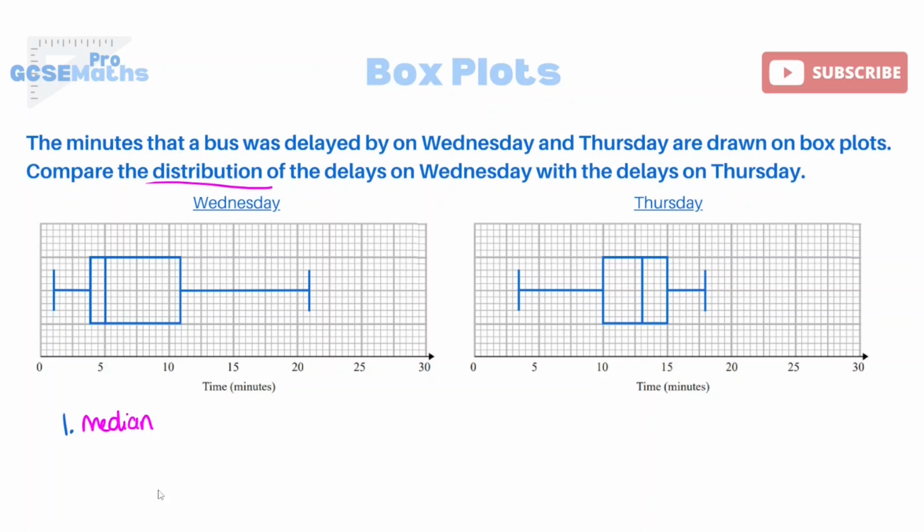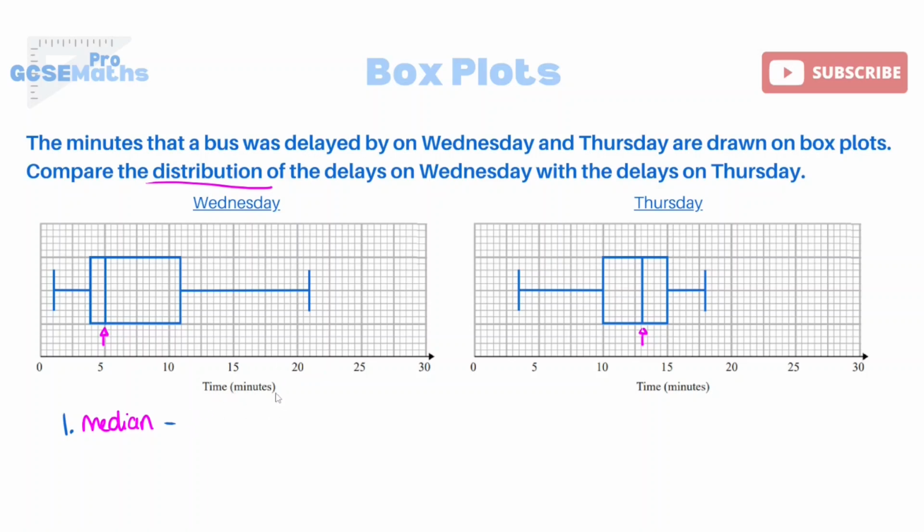Now, if you remember to when we were plotting it, the median is always the middle vertical line, isn't it? It's the one that's inside the box. So when I compare the medians for this case, you can obviously use information like actual numbers from the box plots. That would be also helpful. Again, double check your scale so that you've got the right numbers. So here we can see obviously the median for Wednesday is 5. So you just literally say the median delay. So use the context, right?